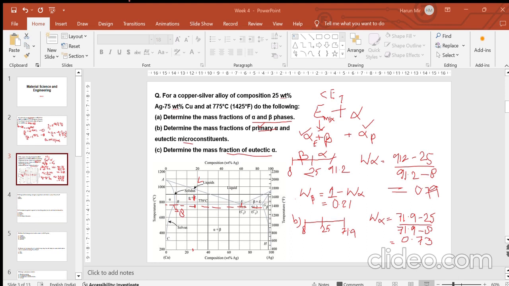Because it is equilibrium cooling, you are giving it enough time for the atoms to diffuse from their positions to the positions desired because of the diffusion gradient, and it will try to achieve equilibrium once the diffusion gradient is overcome. So you will have a complete homogenized phase.